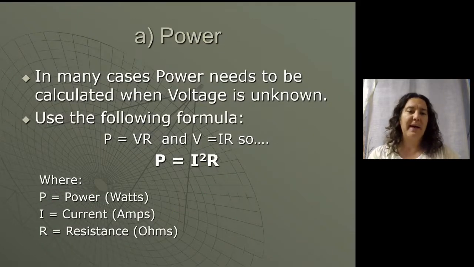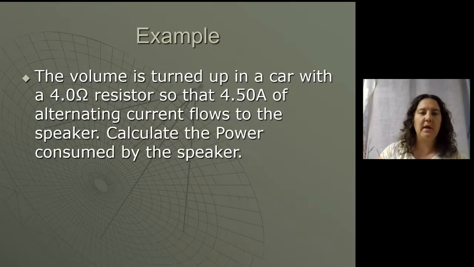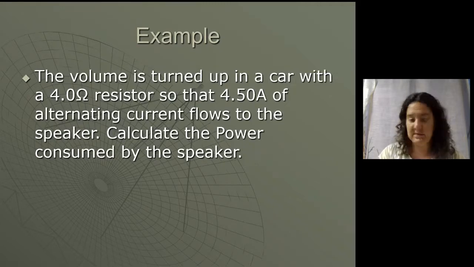So in many cases, power needs to be calculated, but we don't know the voltage. So then we have the following formula. Power is equal to current squared multiplied by resistance. And again, this formula is in your data booklet. So in that same speaker, we're going to turn the volume up. So we have now a 4 ohm resistor and 4.5 amps of alternating current flows into the speaker. So this is not a car speaker, this is a house speaker.